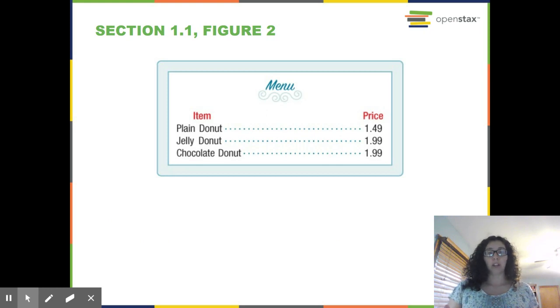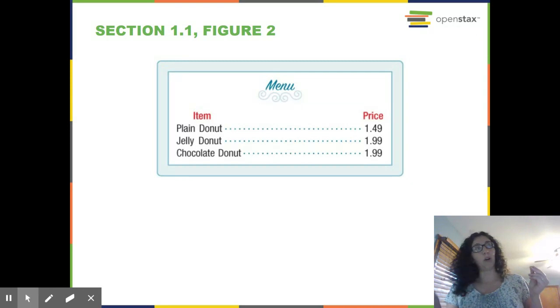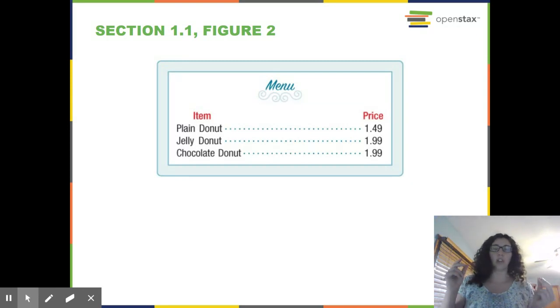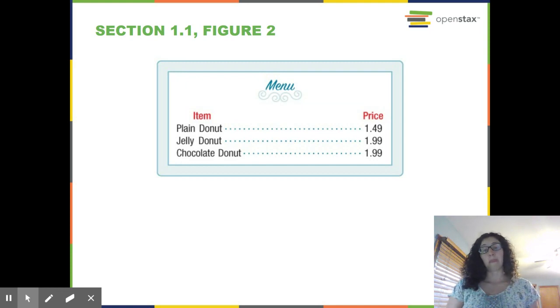So let's look at a menu. Here's an example. We've got 3 items: plain donuts, jelly donuts, and chocolate donuts. And here are their prices. So we've got ordered pairs, right? Plain donut, an item, and a price. Plain donuts are $1.49, jelly donuts are $1.99. We've got 3 sets of ordered pairs. So is this a function?